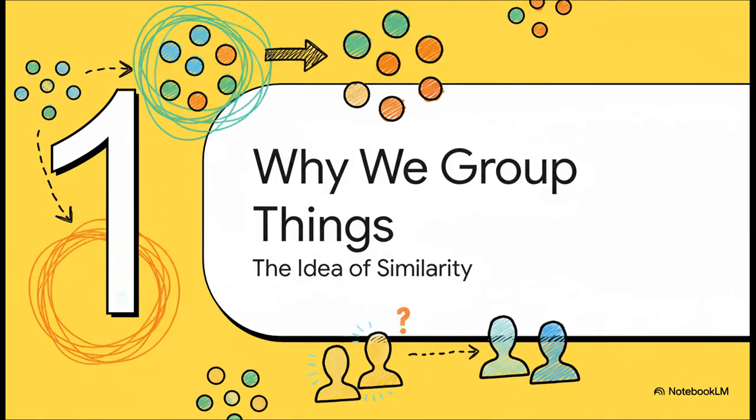So where do we even begin with grouping things? Well, it all boils down to a really basic human question. How similar are these things? That's it. We need a way to look at two customers or two transactions and ask, how close are you really? Things that are close get grouped together, and things that are far apart don't.